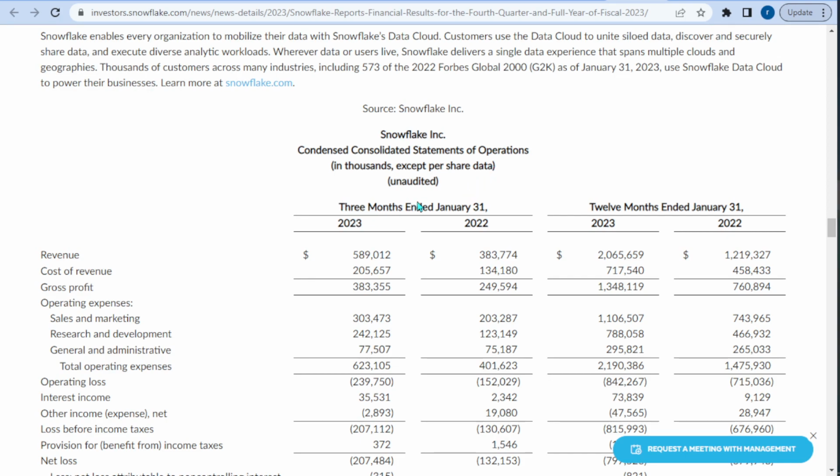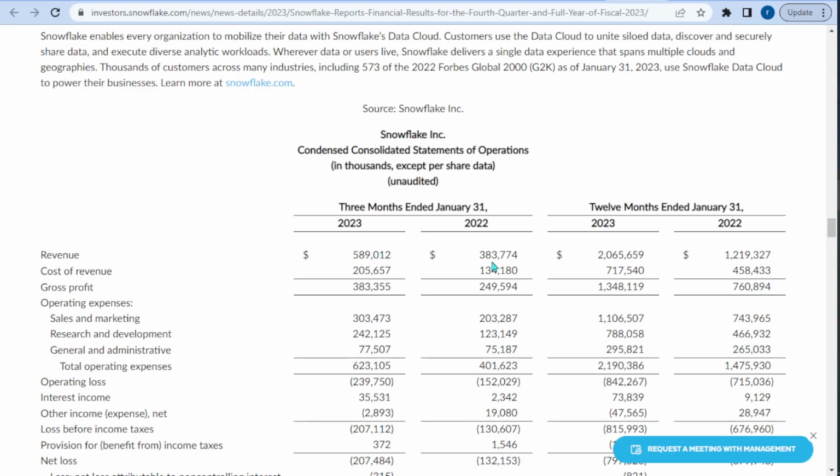Now, if we're looking at the 3 months ended January 31st, right here we have the quarter for 2023 and the same quarter for 2022. So we're doing a comparison here. Now, we also have the 12 months data right here, 2023 and 2022. So let's go ahead and take a look at revenue.